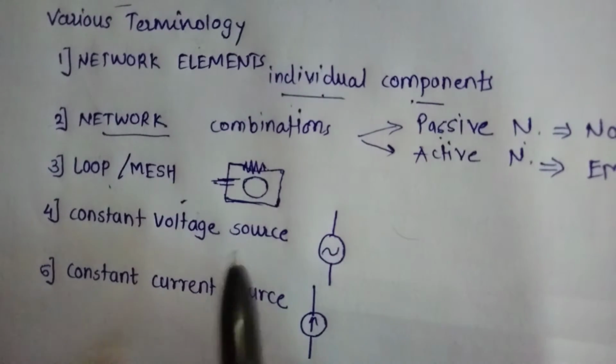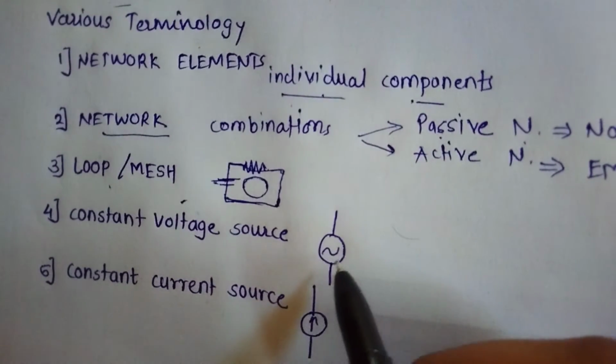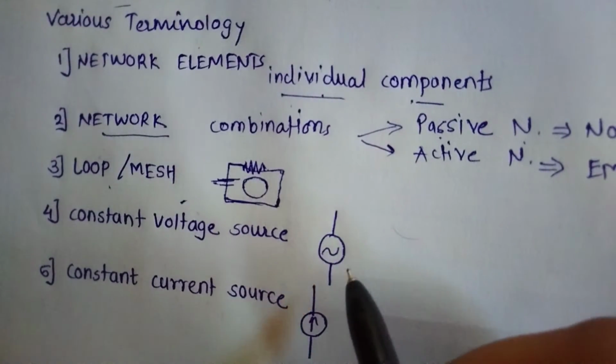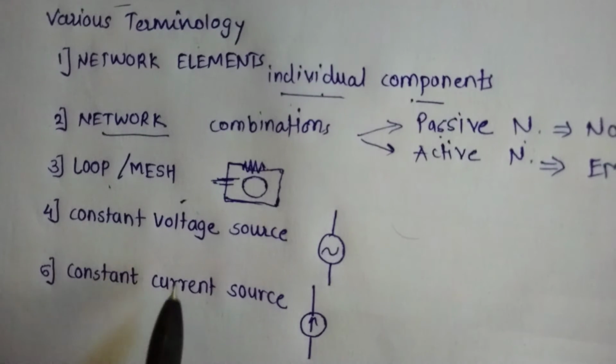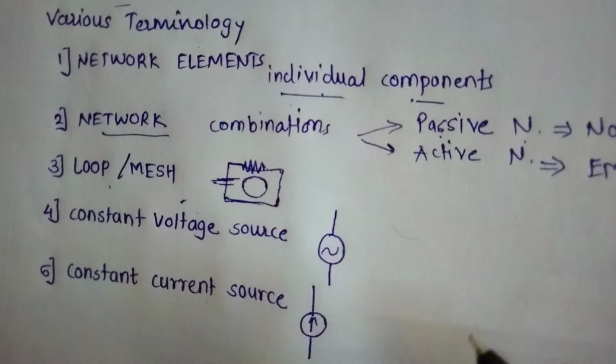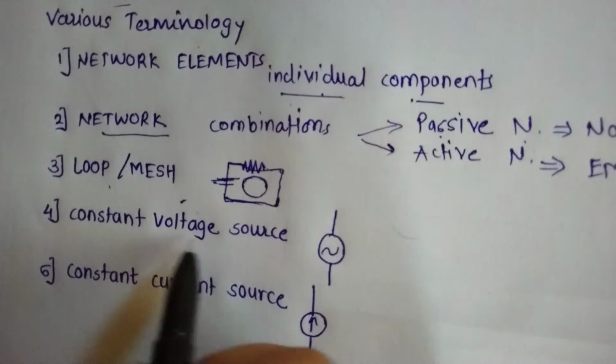Next is a constant voltage source. It is denoted by a zigzag line, and the ideal voltage source is one whose terminal voltage remains always constant irrespective of the amount of current drawn, and it has very low internal impedance as compared with the load resistance.